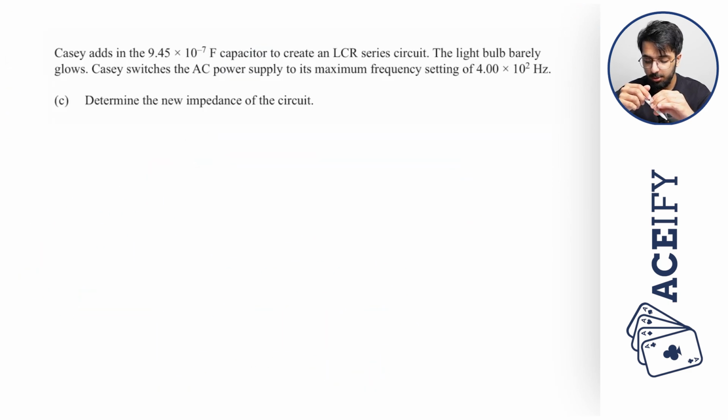Casey adds in the 9.45 times 10 to the negative 7 farad capacitor to create an LCR circuit. The light bulb barely glows. Casey switches the AC power supply to its maximum frequency setting of 400 Hz. Determine the new impedance of the circuit.